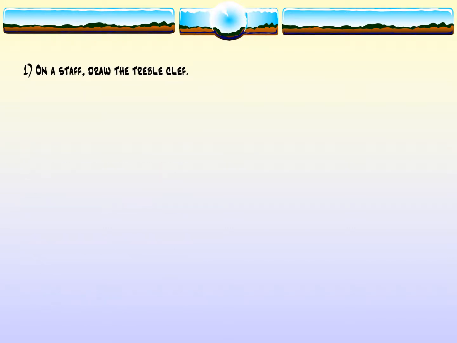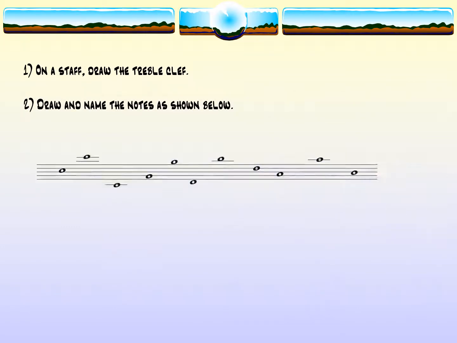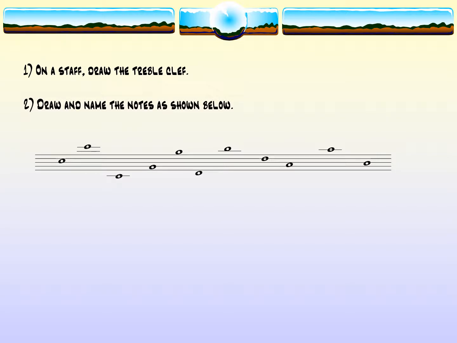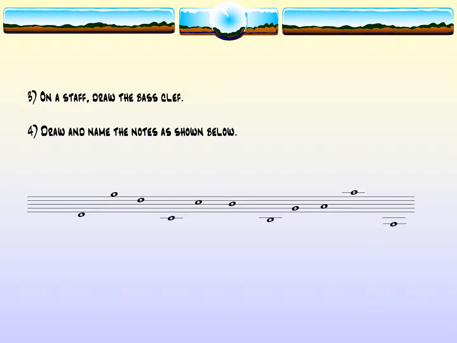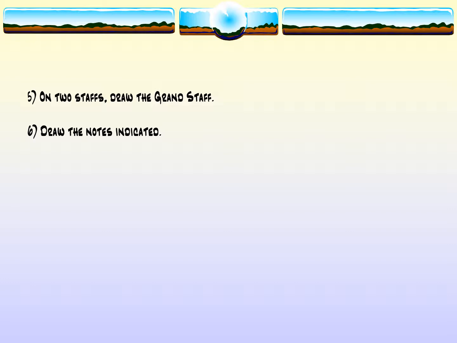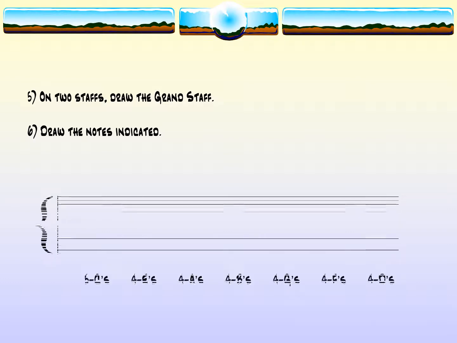On a staff, draw the treble clef. Draw and name the notes shown below. On a staff, now draw the bass clef. Draw and name the notes as shown below. On 2 staffs, draw the grand staff. Draw the notes indicated.